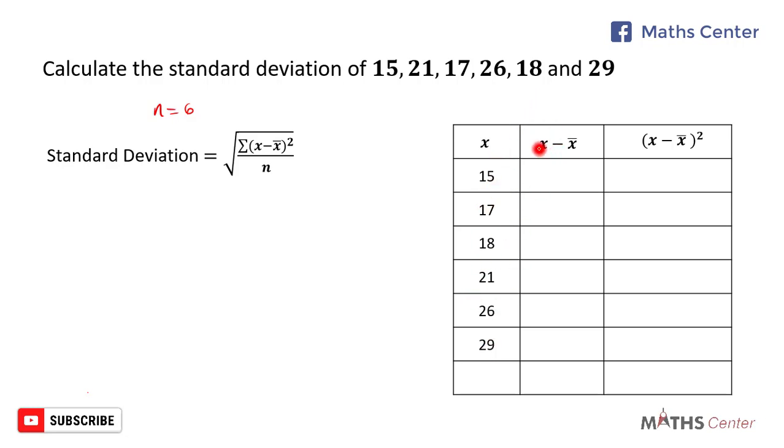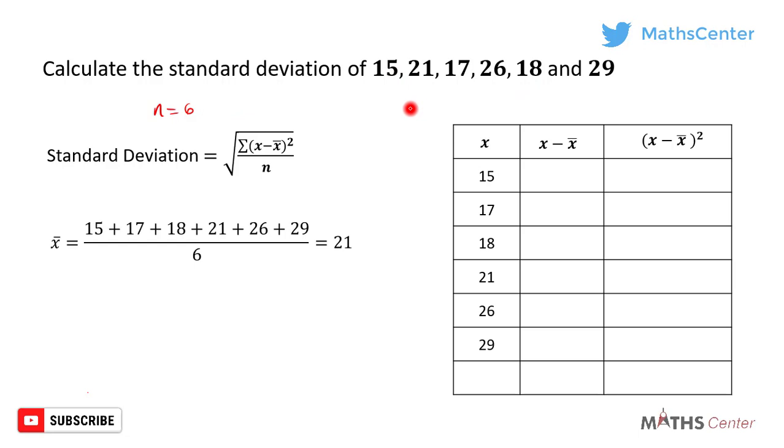The next column is x minus the mean of x. So we first have to find the mean of x. To get the mean of x, we will add these values together and then we will divide it by their number. Their number is 6. So we will add them together and divide it by 6. And so we will have 15 plus 17 plus 18 plus 21 plus 26 plus 29 divided by 6. And this will give us 21. So it means that the mean of x is 21.